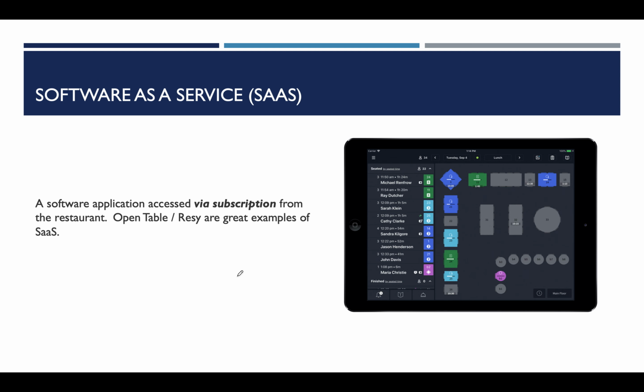And that's what some of these programs are, like OpenTable and Resi. And then another one, our POS system right now is Oracle Micros, and we own the terminals for that, but we do not own the licensure for the program itself. So we actually pay a monthly cloud computing service fee to be able to use that. So that's another example of software as a service.